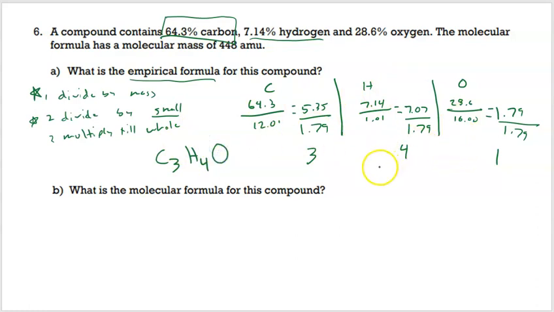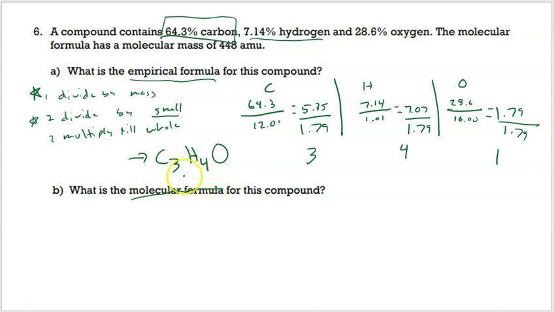We have 1 oxygen. All right? So that is my empirical formula. That just means for every 3 carbons, there are 4 hydrogens and 1 oxygen. All right, so the molecular formula is going to be some manifestation of that particular ratio.